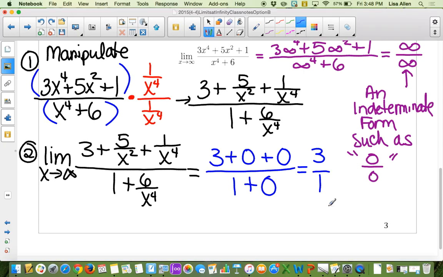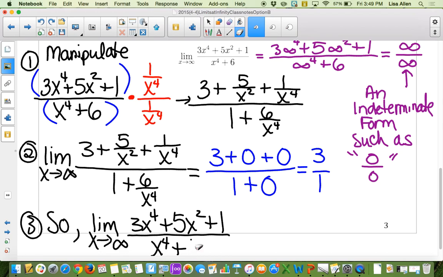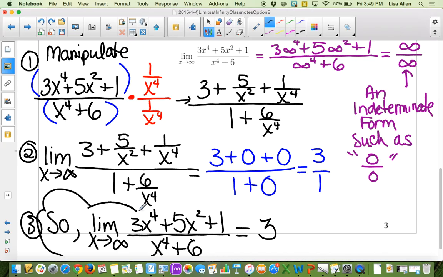Therefore, for our final answer, the limit as x approaches infinity of 3x to the 4th plus 5x squared plus 1, all over x to the 4th plus 6, is then equal to 3. Okay?